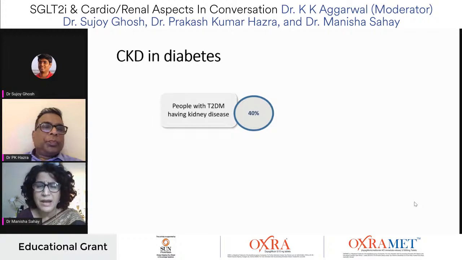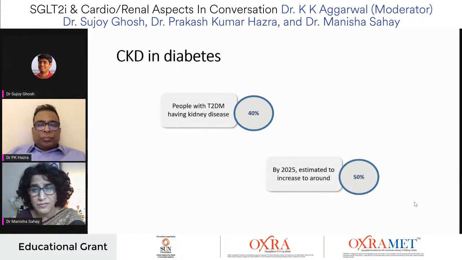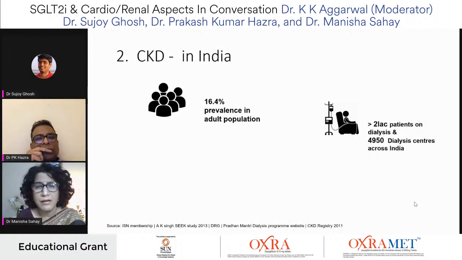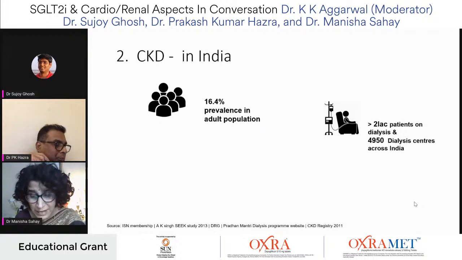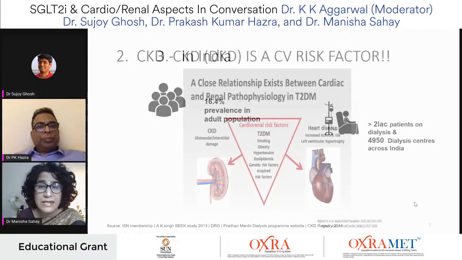And the main cause of the CKD is diabetes. We know that 40% of all diabetics have CKD, and it may increase to 50% shortly. And look at the figures in India, 17% of our population has CKD, and most of it is diabetic CKD. And around 2 lakh people need dialysis every year in India. So we definitely need to do something to prevent this diabetic kidney disease.